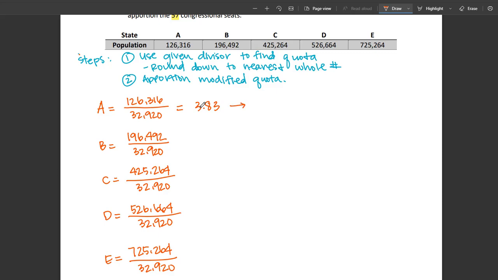We are then going to round down to the nearest whole number. For B, we get 5.96. For C, we get 12.91. For D, we get 15.99.